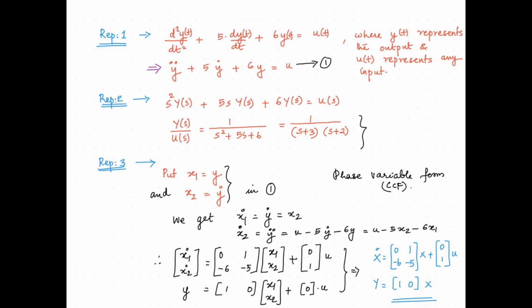Now, doing some mathematical calculations, we can reach the state model as shown in equation 2. That is, x dot is equal to [0, 1; minus 6, minus 5] into x plus [0; 1] into u, y is equal to [1, 0] x.